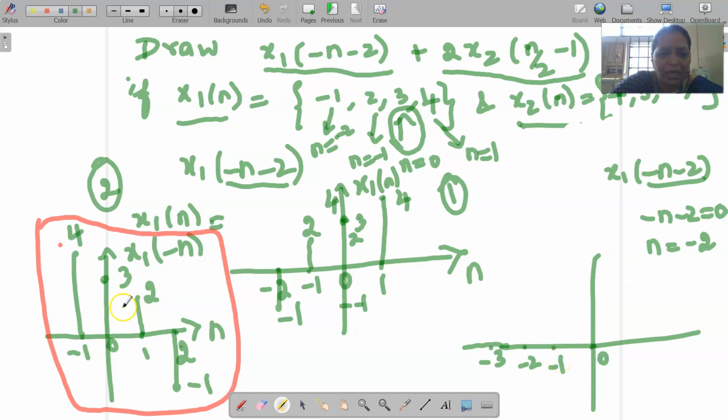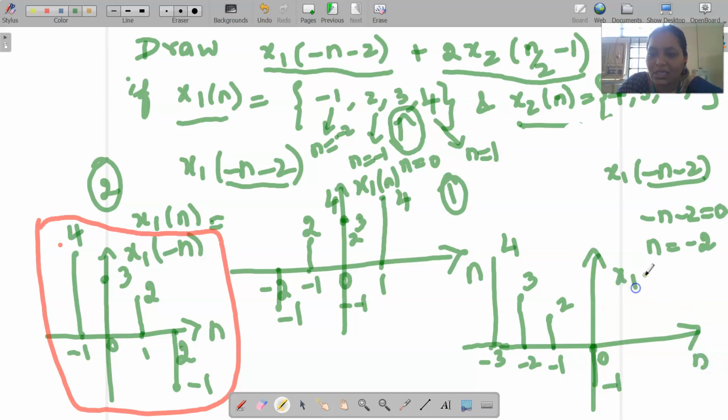And whatever you have as amplitude, as it is you have to draw, right? So 4, 3, 2, minus 1. We have to first draw 4 and then 3. You are just shifting the signal, that's all. 3 and then 2 and then minus 1. So in this manner we have to write. So this signal is nothing but x1 of minus n minus 2. So just shift this time duration.